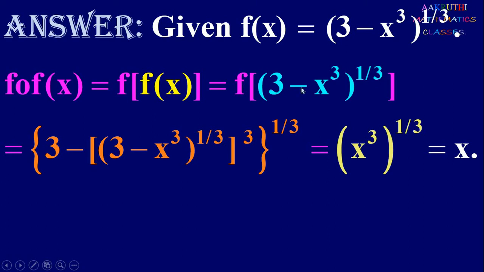So it is f of (3 minus x cube) whole to the power 1 by 3, which is (3 minus x cube) whole to the power 1 by 3, again whole to the power 3, again whole to the power 1 by 3. Now here we can cancel 1 by 3 and 3. Remaining is 3 minus 3 plus x cube, again 3 gets cancelled. Remaining is x cube whole to the power 1 by 3. And here again cube and cube root get cancelled. Remaining is x. So therefore f composite f of x is x here.